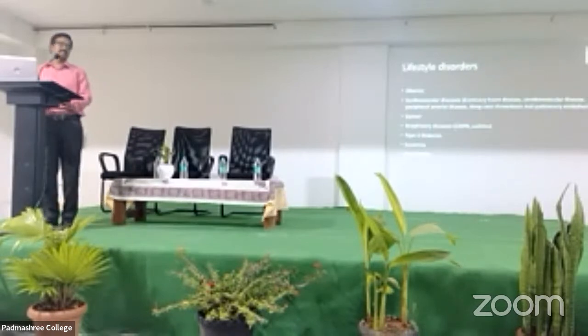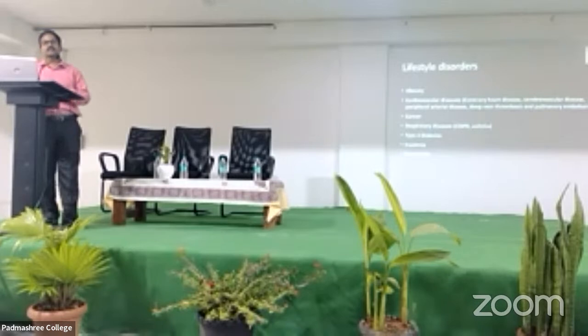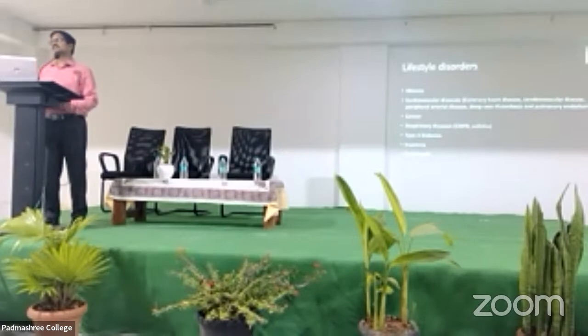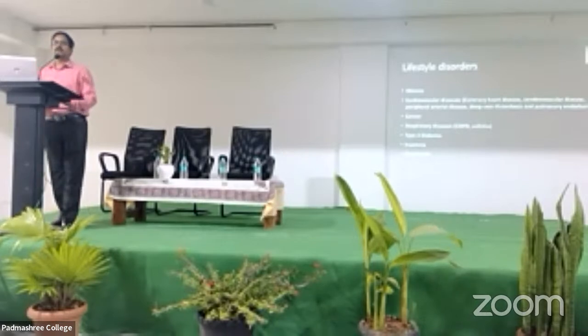So what are the lifestyle disorders? As I said, disorders and disease, we use interchangeably. The major thing is obesity. The second one is cardiovascular disease. It includes cerebrovascular disease like stroke, coronary heart disease, and other diseases: peripheral arterial disease, deep vein thrombosis and pulmonary embolism, and cancer, respiratory disease, type 2 diabetes, insomnia, and depression. Insomnia means lack of sleep or taking too much time to fall asleep.